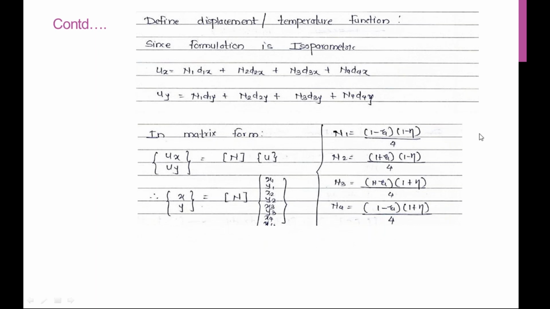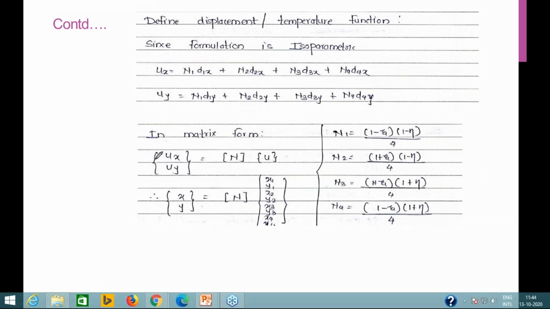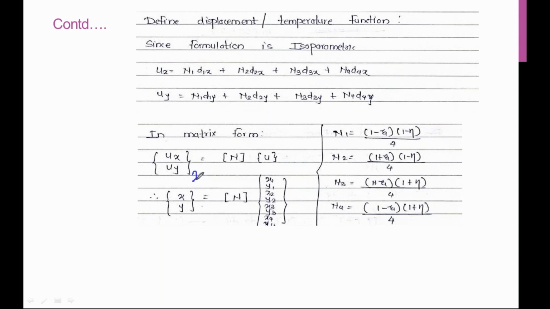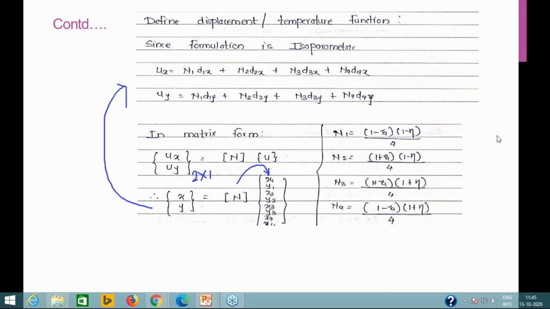Now, in matrix form, I can write here ux and uy. This is a 2 row and 1 column matrix, equal to the shape function matrix and the matrix of u. Now, it is x and y is equal to the shape function matrix and x1, y1, x2, y2, x3, y3, x4, y4. If you multiply this shape function matrix with this, then you will get these two equations. Okay. Now, what is the value of n1, n2, n3, n4?